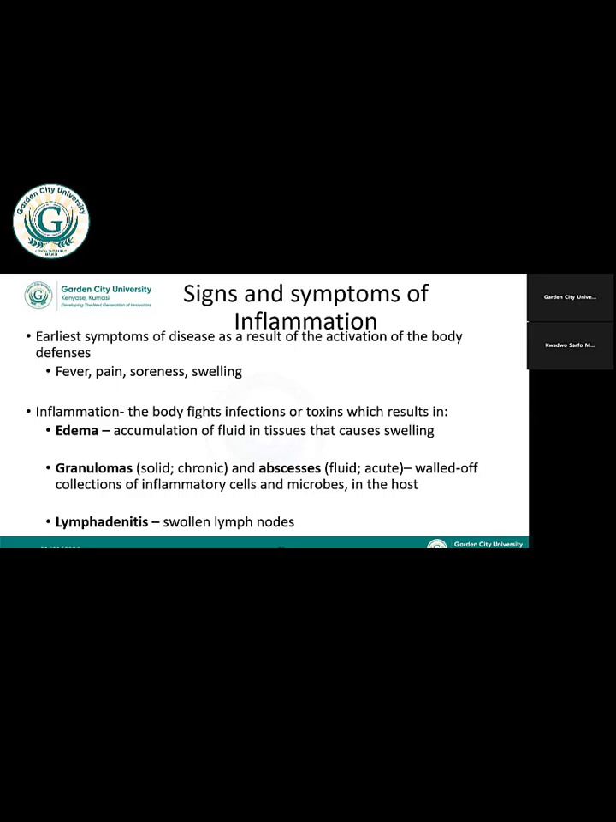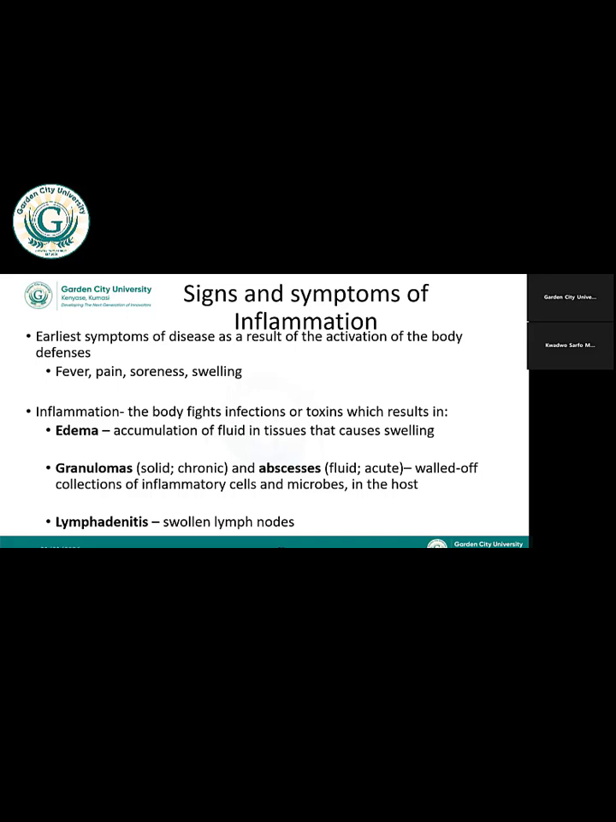There can also be granulomas in the case of the chronic infections, where these are solid collections of inflammatory cells. They could be white blood cells that have solidified at a particular site as a result of the immune response. There could also be abscesses, where you have, this time not the solid type, but the fluid collection of inflammatory cells in the case of the acute infections.